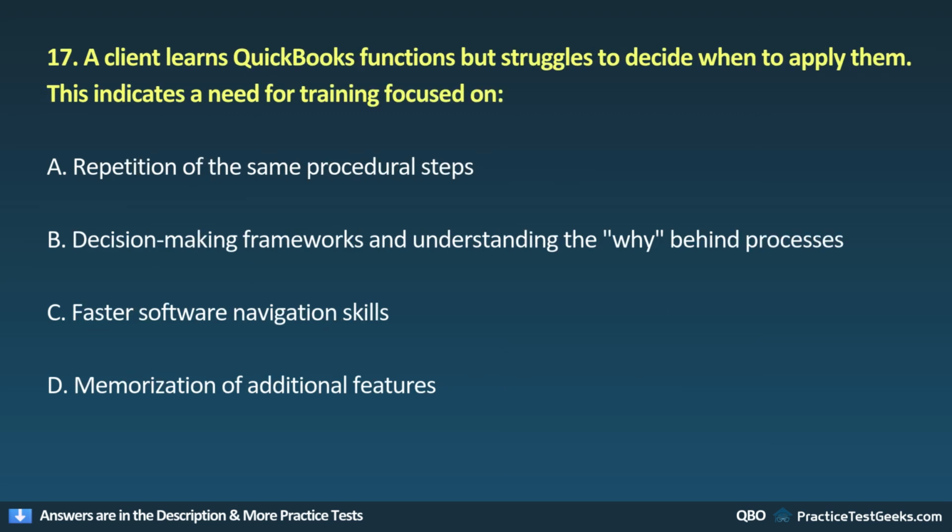17. A client learns QuickBooks functions but struggles to decide when to apply them. This indicates a need for training focused on: A. Repetition of the same procedural steps. B. Decision-making frameworks and understanding the why behind processes. C. Faster software navigation skills. D. Memorization of additional features.